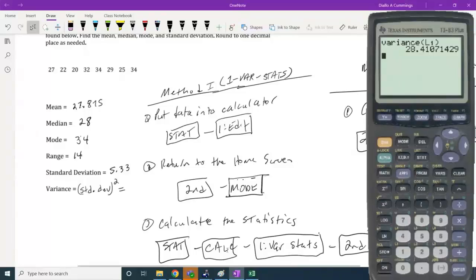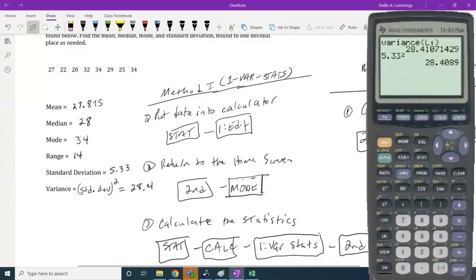I could also find the variance by taking this 5.33 and squaring it. That's going to give me something close to this number. Not exactly, because I did round a little bit, but notice I get 28.4. So the variance is 28.4. In order to find the variance, you have to take the standard deviation value and square it.